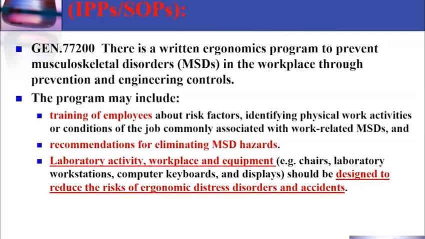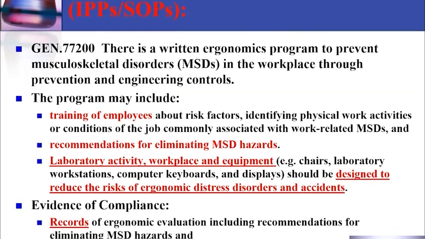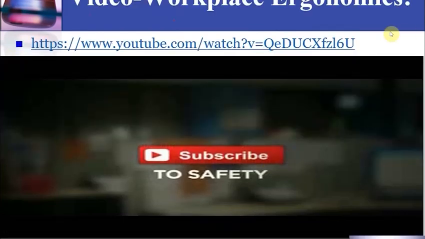Laboratory activities, workplace and equipment, for example, chair and laboratory workstation, should be designed to reduce the risk of ergonomic distress, disorders, and accidents. Evidence of compliance: for this standard, you need a record of ergonomic evaluation, including recommendations for eliminating MSD hazards and appropriate corrective action based on the assessment findings. And the record, usually, we make it part of the safety training checklist. I have a video for you here if you would like to watch it on workplace ergonomics.